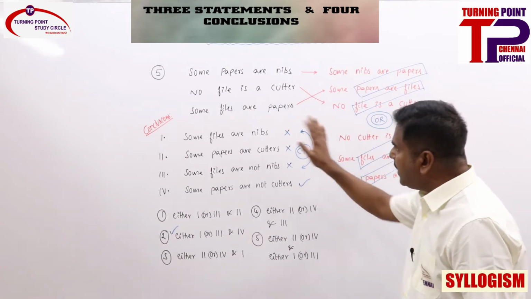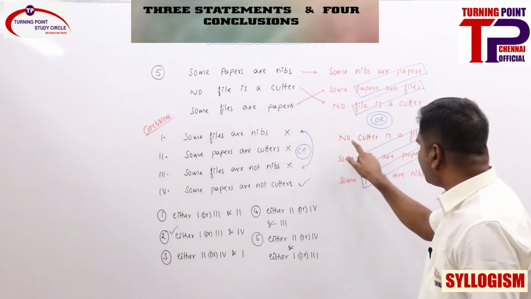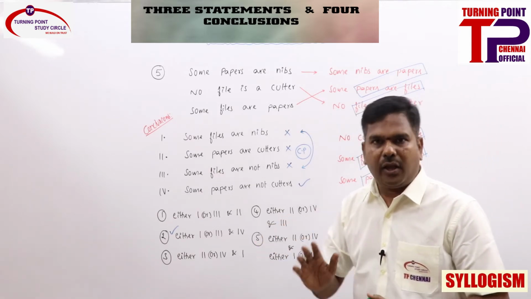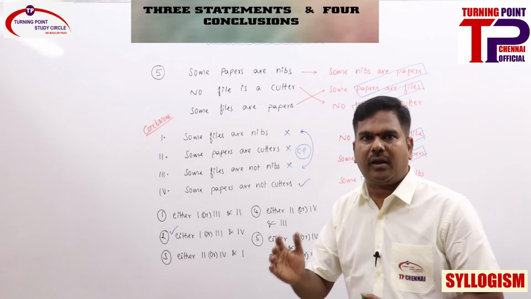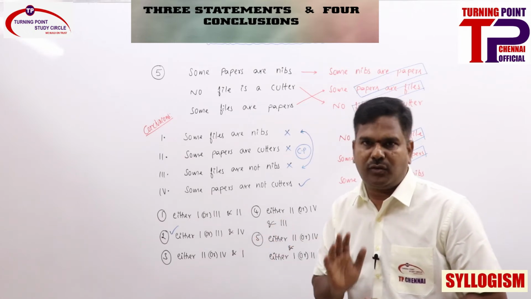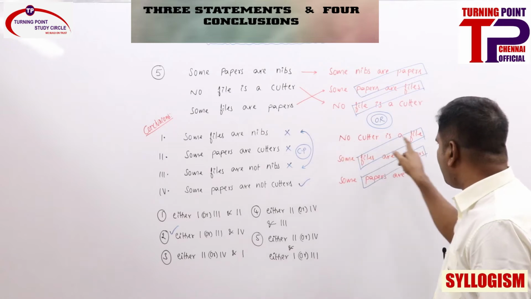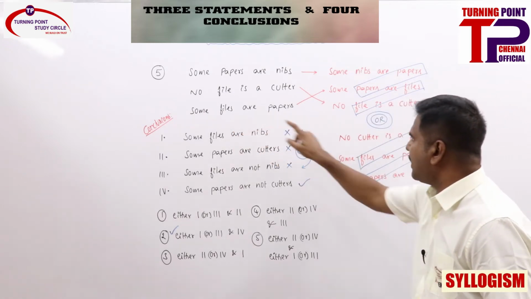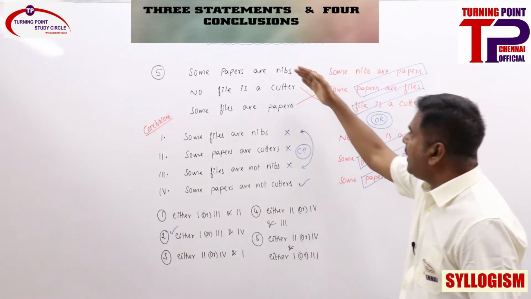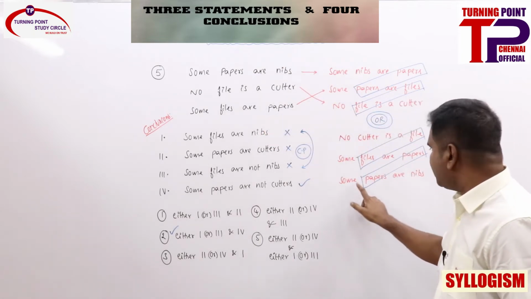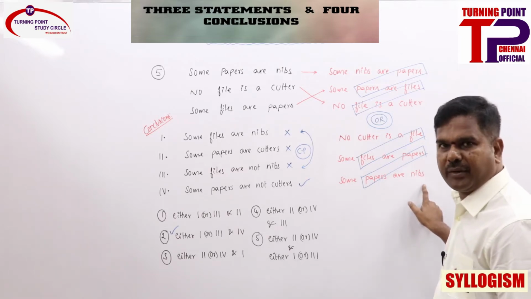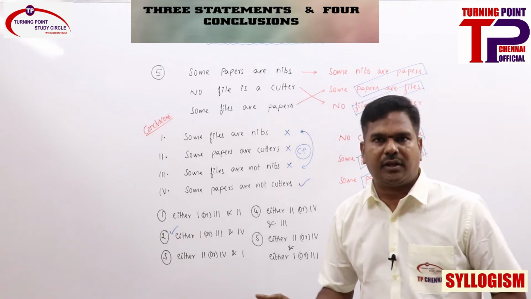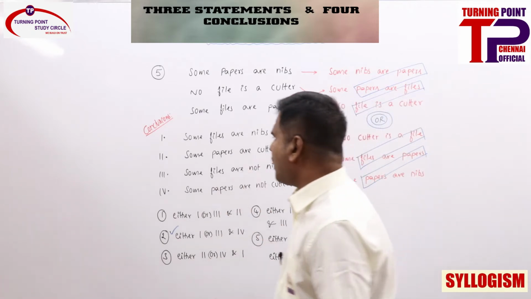Or you can do like this also: no file is a cutter can be converted as no cutter is a file, because as long as you convert E into E, you won't get any difference between E and I statements while converting. So E converted into E: no cutter is a file. Next, the third one as it is in the second position, some files are papers, and the first one in the bottom side, some papers are nibs. Either this one or this one, you won't get any change at all.